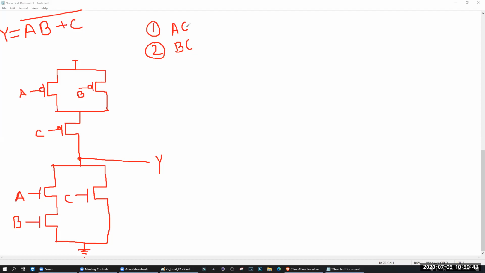But since both of them are equal paths, how many MOSFETs do you have here? 2. How many MOSFETs do you have here? 2. So if you do the calculation for this one, the same calculation will be applied for this one as well. So do the calculation for one path only. That's enough. So I am going to do the calculation for AC.